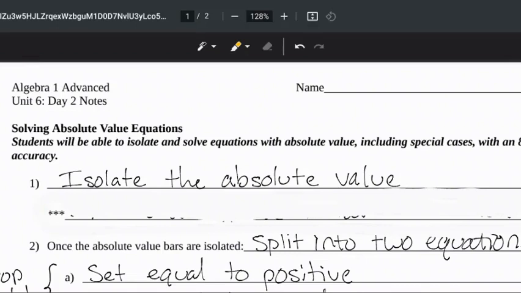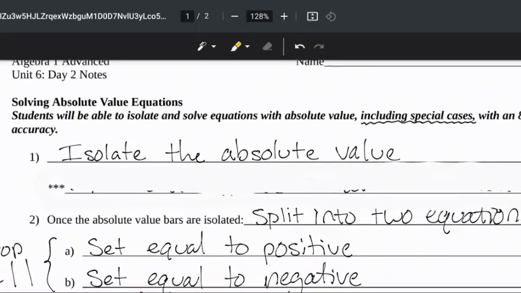Today, our objective is that students will be able to isolate and solve equations with absolute value, and the key part to today is including special cases with an 80% accuracy or higher. Yesterday, in Day 1, we talked about solving absolute value equations, and today the new piece is including special cases. So let's go ahead and get started.